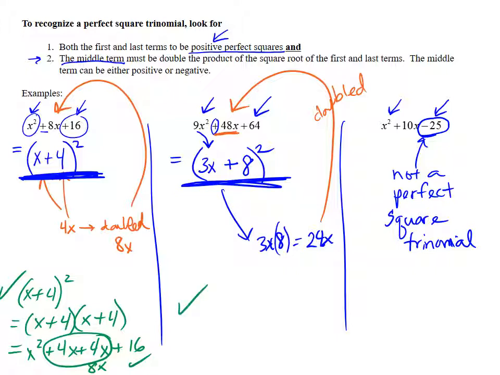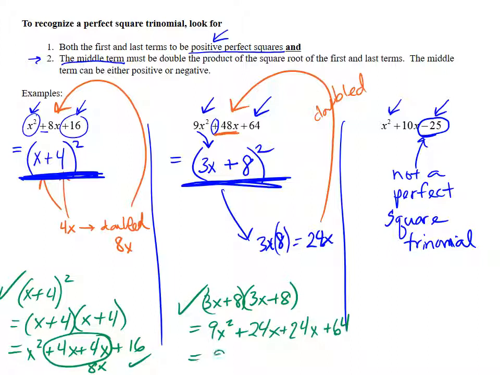Let's check it. 3x plus 8 squared is really 3x plus 8 times itself. 3x times 3x is 9x squared plus 24x plus 24x plus last terms are 64. So I'm just foiling this. 9x squared plus 48x plus 64. That's where we started. So if you happen to have a perfect square trinomial, and that takes recognizing, then you can actually very quickly go to your answer and write it as a binomial square.